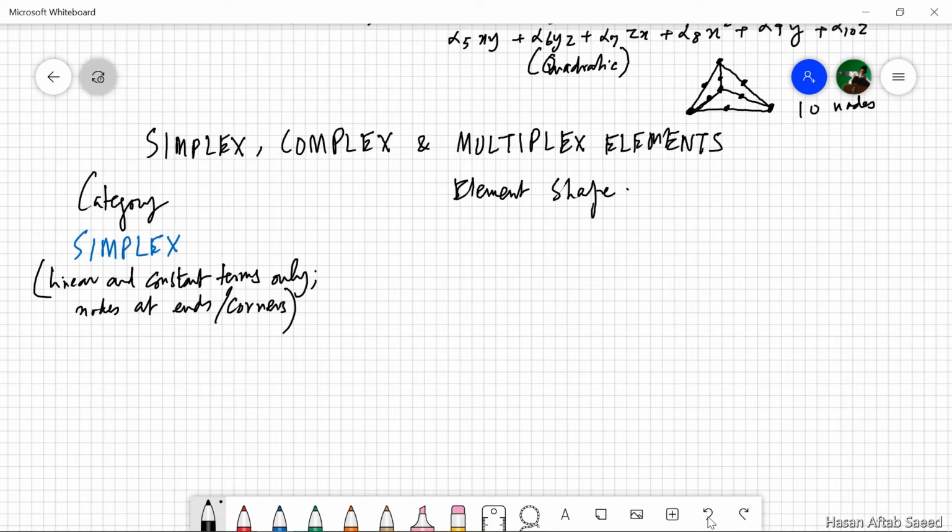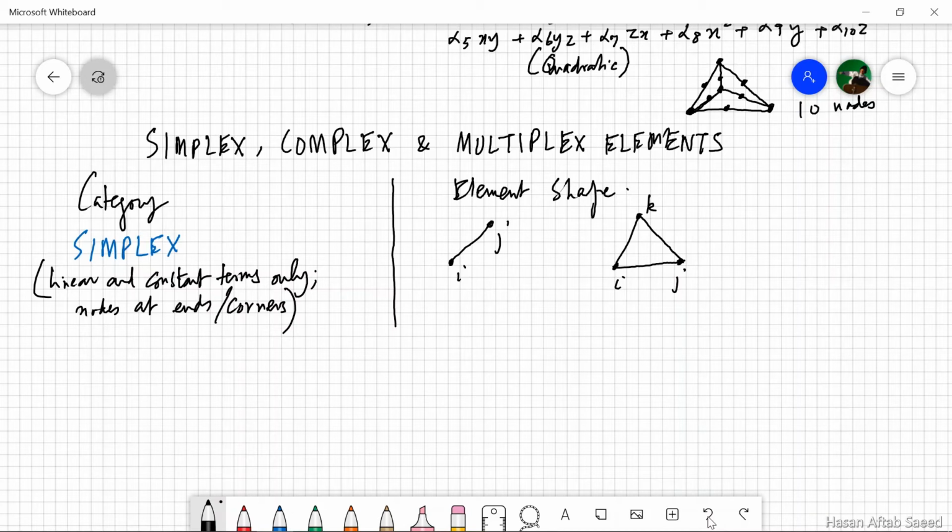You're already familiar with them. The element you did in your introduction, ij, two nodes, 1D element, it was a linear element. For 2D systems, you have just seen this triangle with the nodes at the three corners, I, J, K. This is a simplex element because only linear and constant terms are there and nodes are only at the corners or the ends.